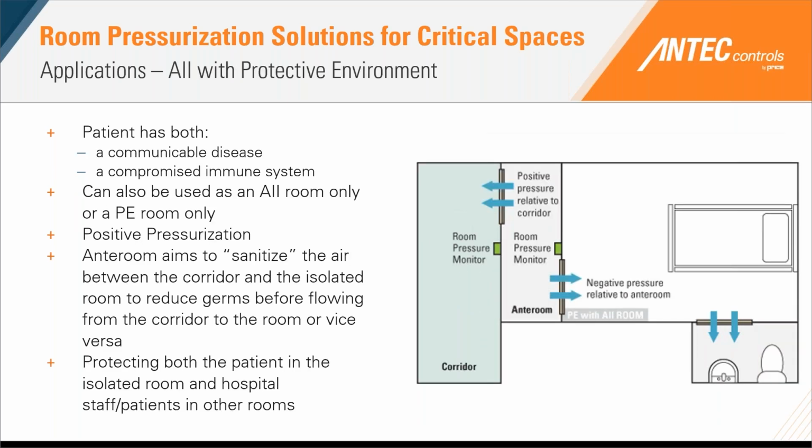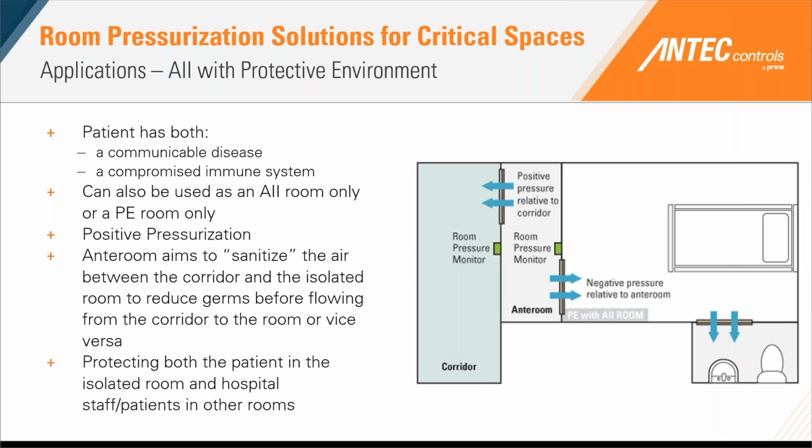The last type of isolation room we're going to cover here is the airborne infection isolation room with that protective environment. So this is an isolation room where the patient may have both a communicable disease, but is also in a state where they have a compromised immune system. A relevant example to highlight here could potentially be a patient who's been exposed to nuclear radiation, where in this sense, they're both potentially communicable with the radiation, but also have an extremely compromised immune system as their body tries to fight that radiation.